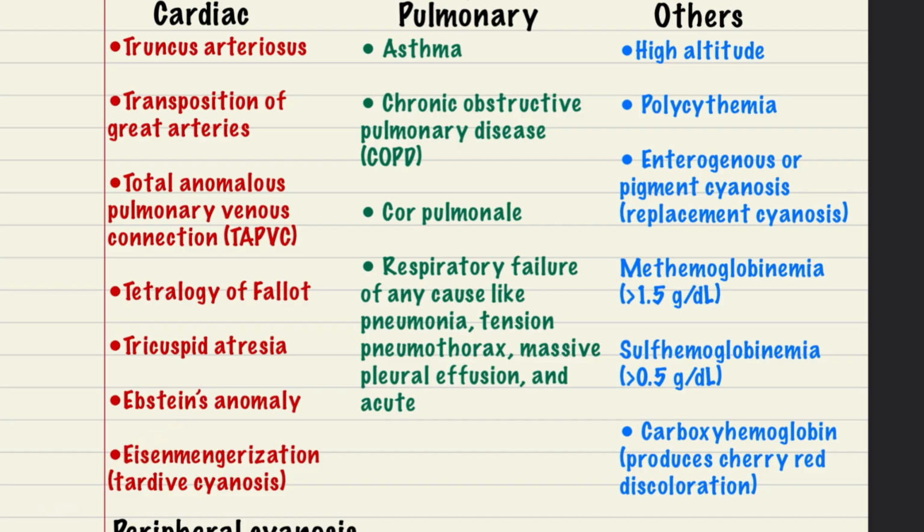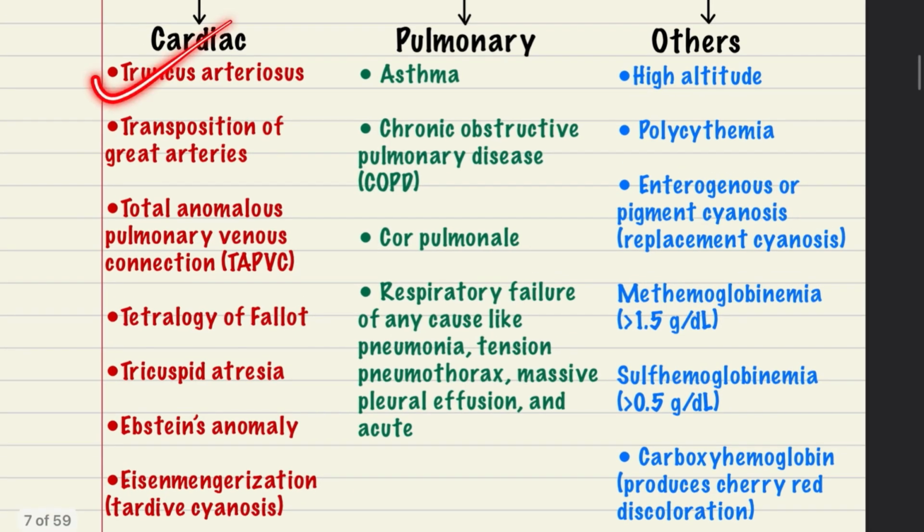What is Eisenmengerization? Eisenmengerization is a condition in which, in case of a long standing left to right cardiac shunt, there is pulmonary hypertension, and eventually there is the reversal of the shunt into a cyanotic right to left shunt. So, this is the Eisenmenger syndrome. This is all about the cardiac causes.